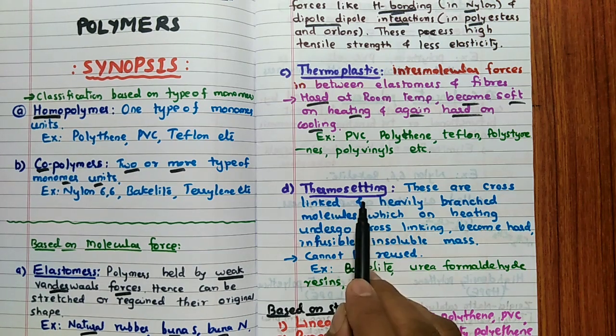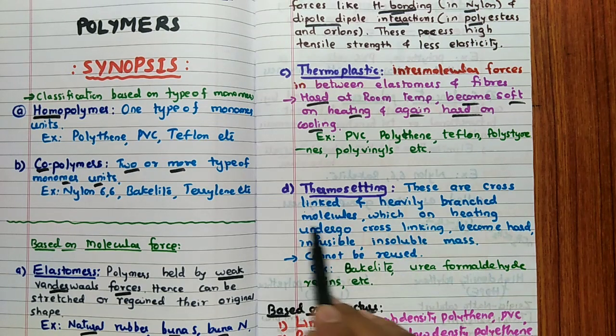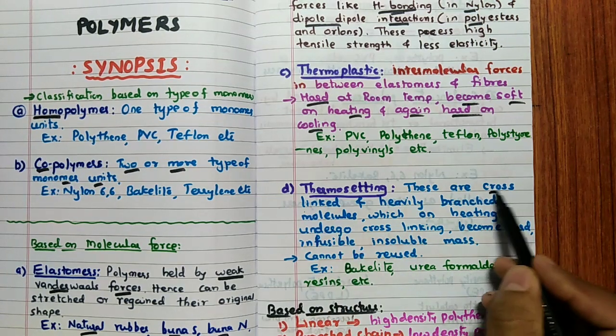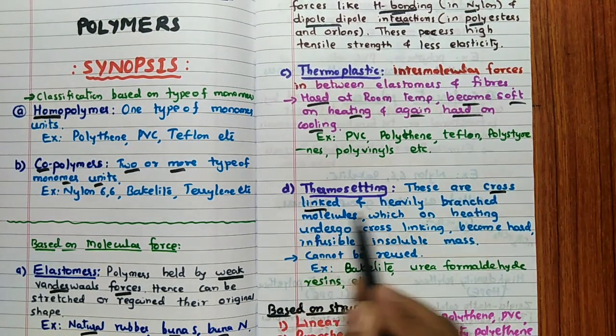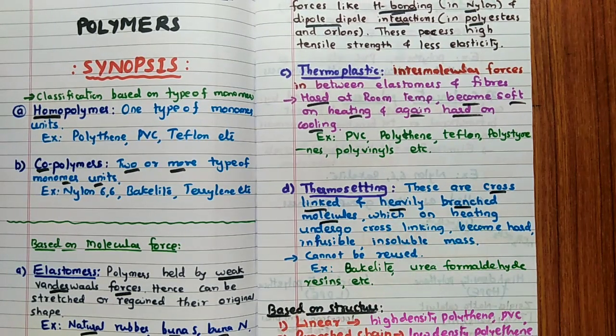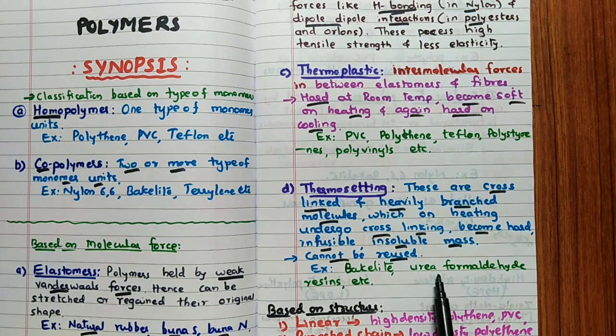Then thermosetting polymer. Thermosetting polymers are nothing but cross-linked heavily branched molecules which on heating under cross-linking become hard, infusible, which cannot be melted once again. Infusible and insoluble mass. And remember, thermoplastics can be reused, but thermosetting polymers cannot be reused. Example, bakelite, urea formaldehyde resins, etc.